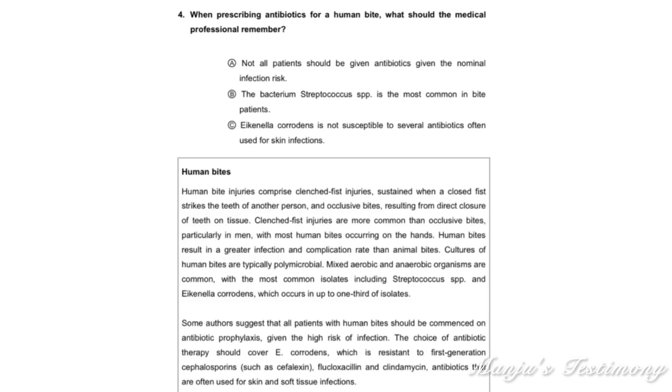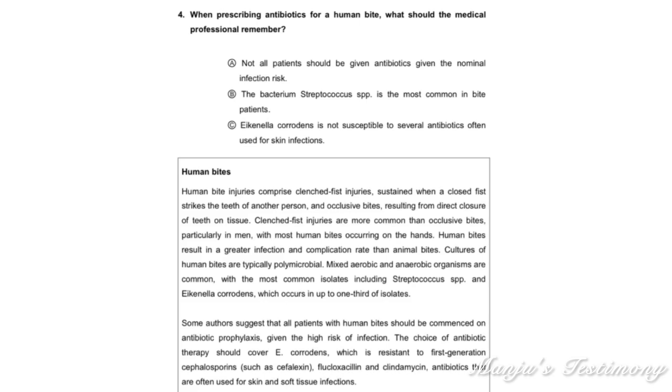So we cannot say that bacterium Streptococcus species is the most common in bite patients. Both Streptococcus and Eikenella corrodens are equally the most commonly seen in human bite infected patients. So option B is absolutely wrong. Okay, it is right that Streptococcus species is most common, but it is not the only bacterium. There is Eikenella corrodens as well.